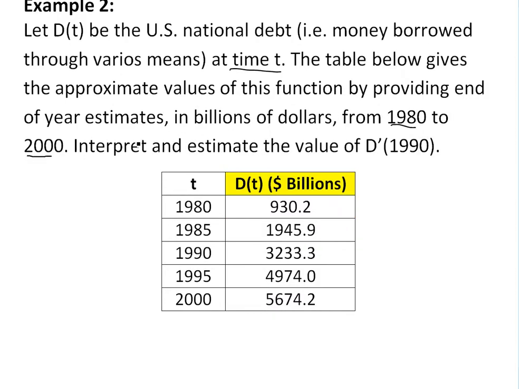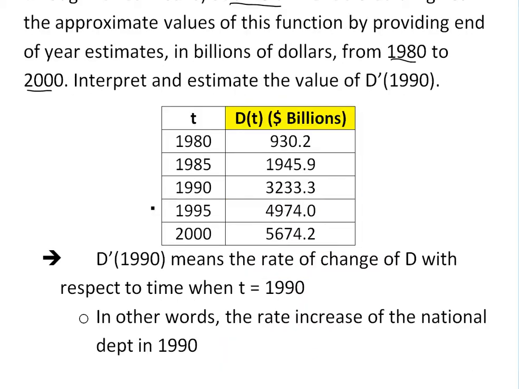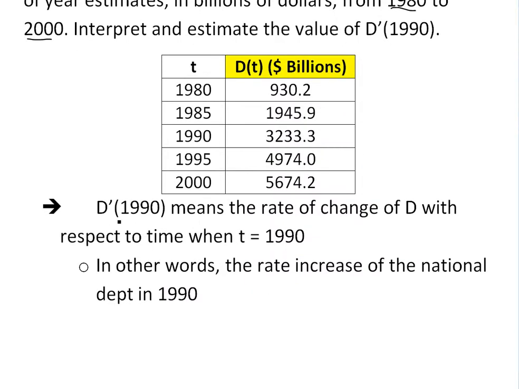Now the question states, interpret and estimate the value of the derivative of this D function, the debt function, at 1990, and what does it mean? Like I stated in the interpretation of rate of change video in the link below, the derivative at 1990 just means the rate of change of debt with respect to time when the time is 1990, or in other words, the rate of increase of the national debt in 1990.